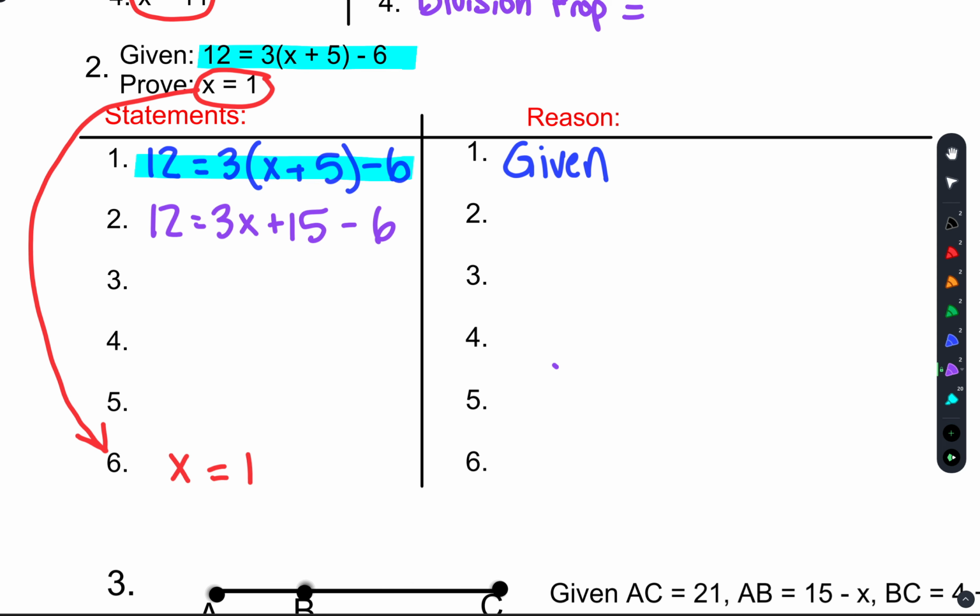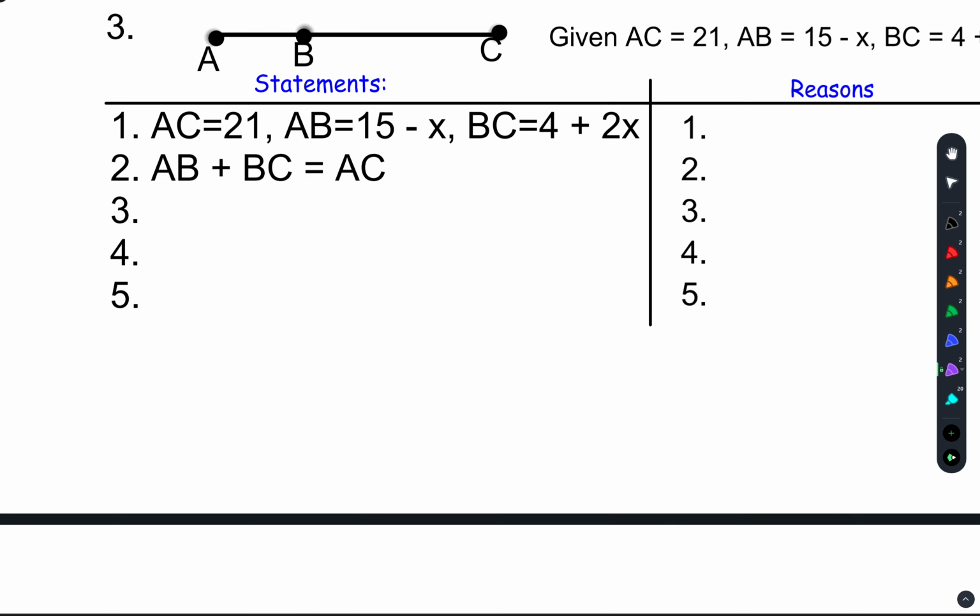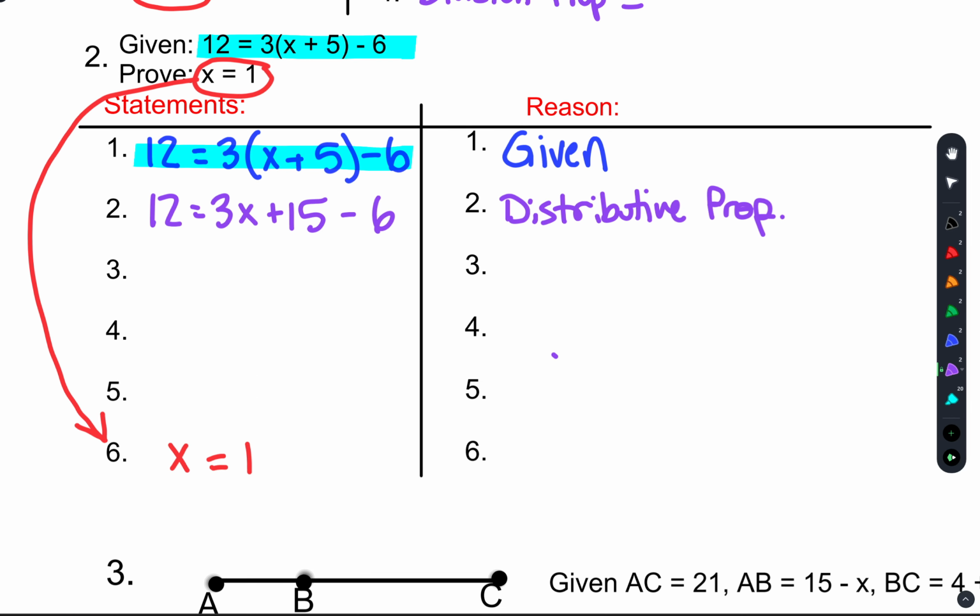Our reason, why do we know we can distribute? The property of the same name is the distributive property. Then what would I do here? After I distributed, I want to simplify a little bit, Ian. Yeah, I'm going to combine like terms. I'm going to put together the 15 and the negative 6. 12 equals 3x plus 9. The reason I can do that, my combining like terms property, is just called simplify.